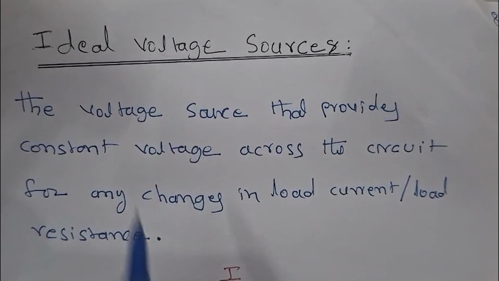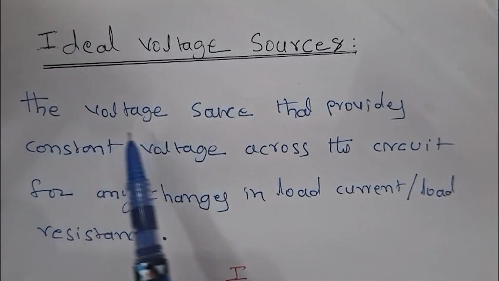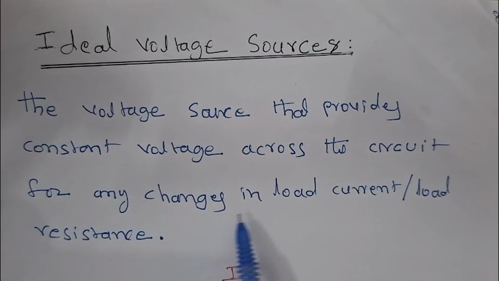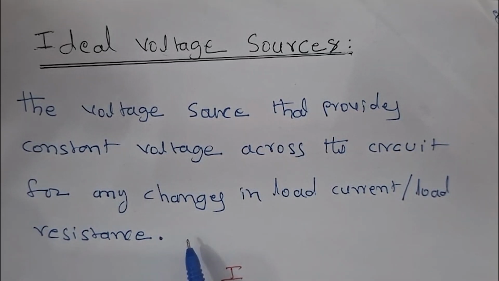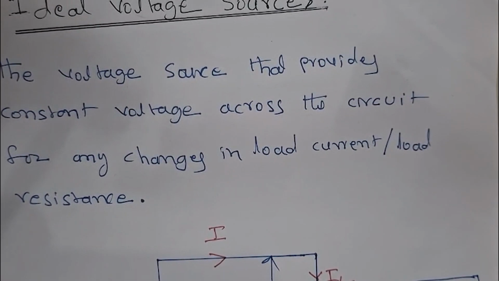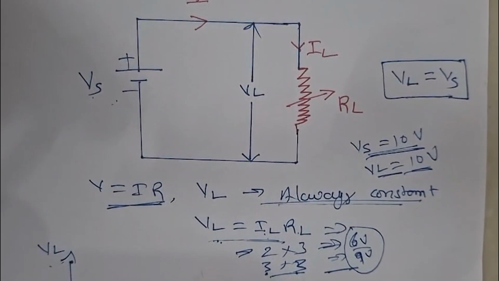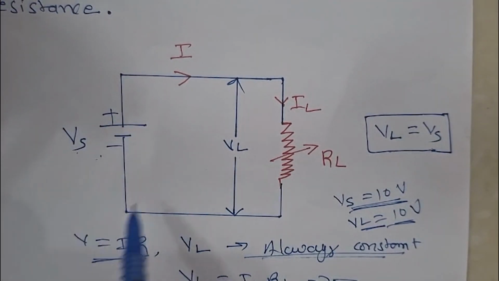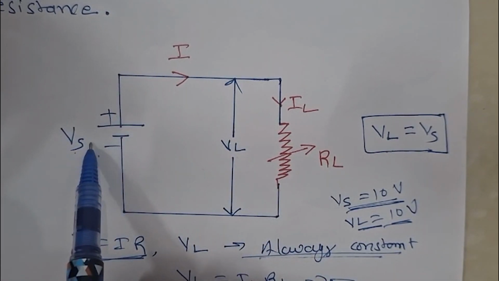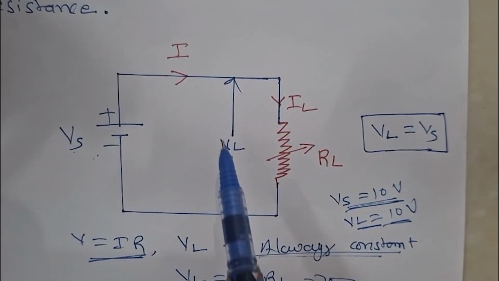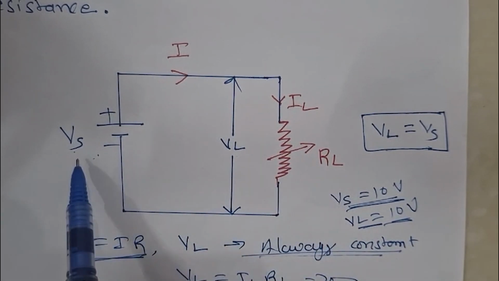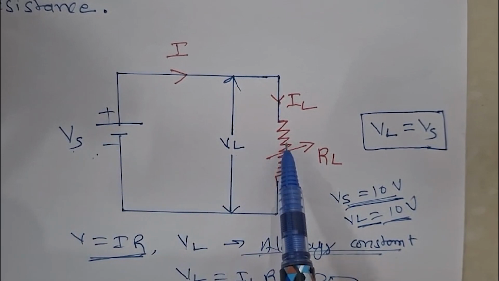So first let us see the ideal voltage source. The voltage source that provides a constant voltage across the circuit for any change in load current or load resistance. This is the definition of the ideal voltage source. So what it means is, an ideal voltage source is nothing but a source which gives constant voltage. For example, this is the circuit diagram. This is the voltage source. So it states that the voltage remains constant across the load irrespective of any change in load current and load resistance. So whatever voltage we are applying, that will come to the load.